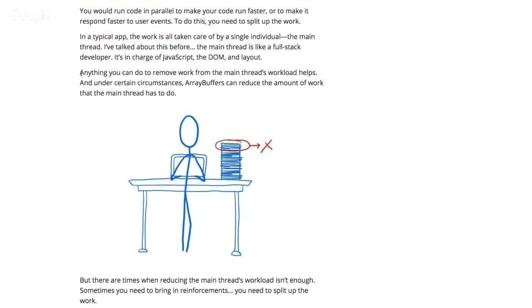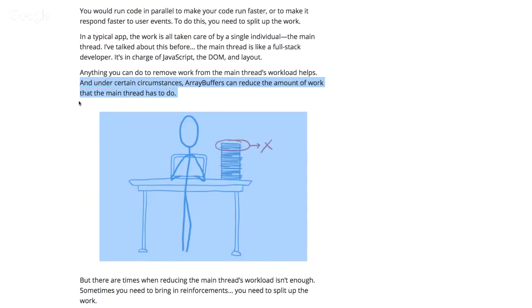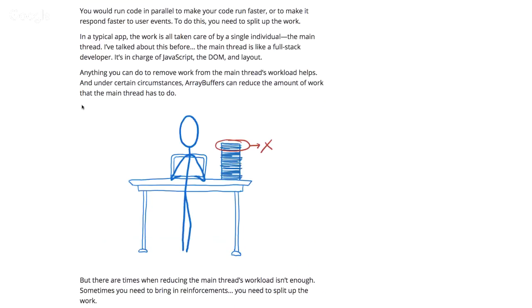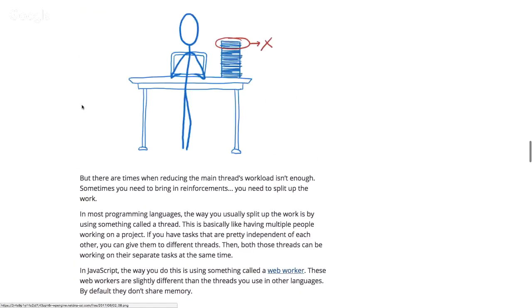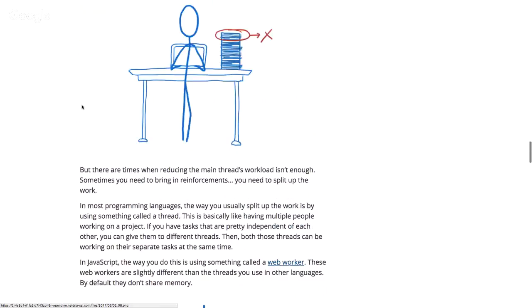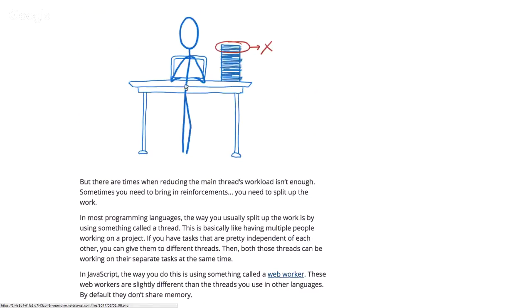Anything you can do to remove work from the main thread's workload helps. And under certain circumstances, array buffers can reduce the amount of work that the main thread has to do. We'll see use cases for that. Here, I think they're showing a single main thread processing everything in a single thread.